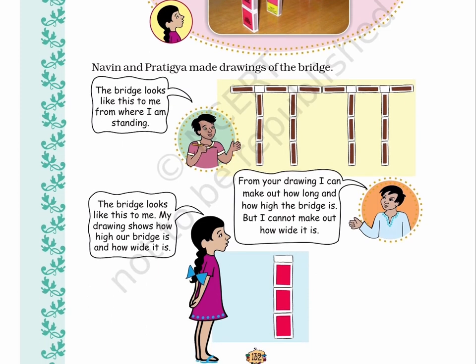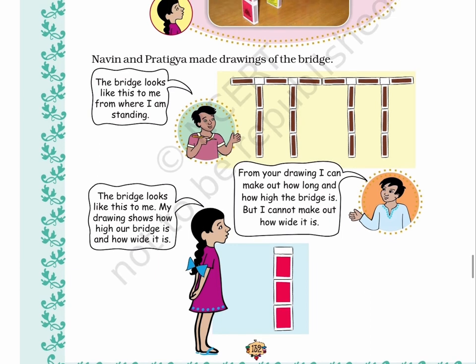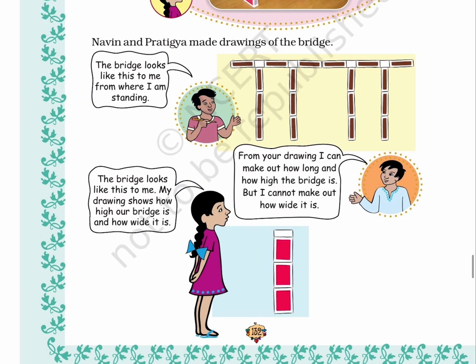Naveen is saying, "The bridge looks like this to me from where I am standing." And we can note how his perspective looks like. To this, Pratigya answers, "The bridge looks like this to me. My drawing shows how high our bridge is and how wide it is." Now we see things from the perspective of Pratigya, and what we see is represented in a box in front of her. To this, Bhaskar says, "From your drawing I can make out how long and how high the bridge is, but I cannot make out how wide it is."